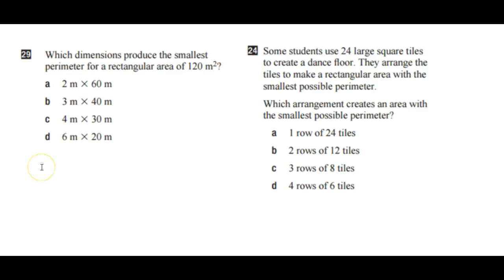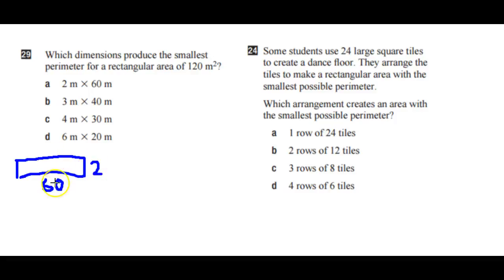All right, so here's some examples of questions. It says, which dimensions produce the smallest perimeter for a rectangular area of 120 meters, right? And so to me, a strategy you could use would be to actually draw out boxes with these dimensions and then figure out from there. So for example, I'm just going to do the first one here. I would have a box that is 2 by 60, right? So I know that the 60 would be here and the 2 would be here.